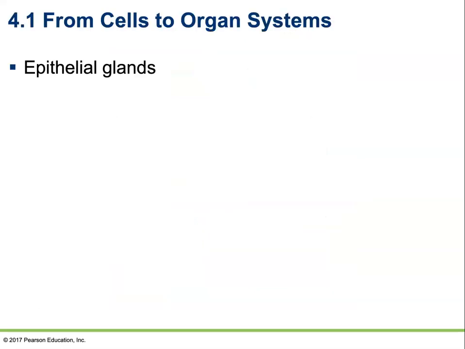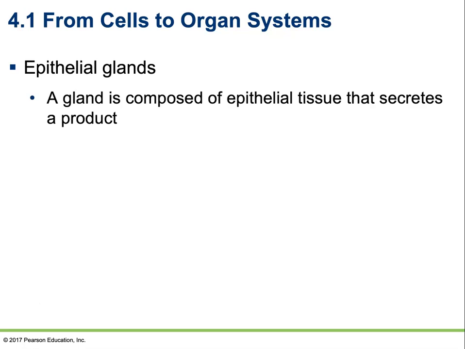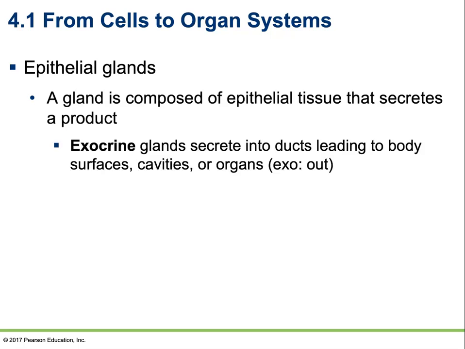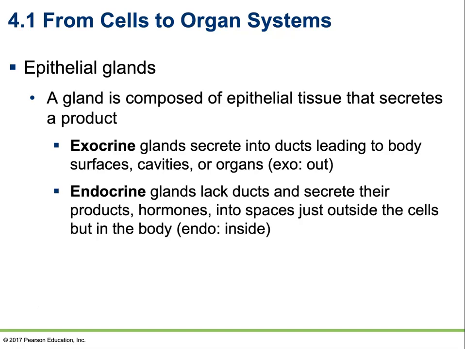Epithelial glands are going to be a little bit different. Glands are going to be composed of epithelial tissue that secretes a particular product. There are two types of glands that we're going to be looking at in this chapter. There are exocrine glands. Exocrine glands are going to secrete into ducts leading to body surfaces, cavities, or organs. That exo meaning out. So these are going to be secretions going out of the body. Think of things like sweat as an exocrine secretion.